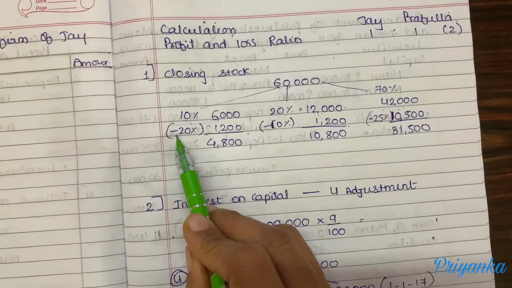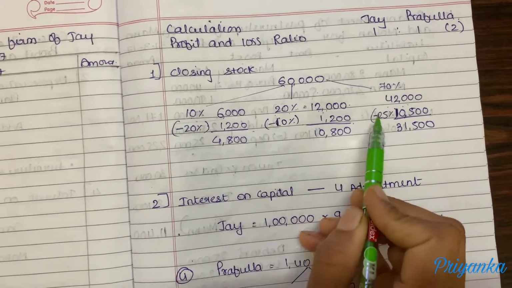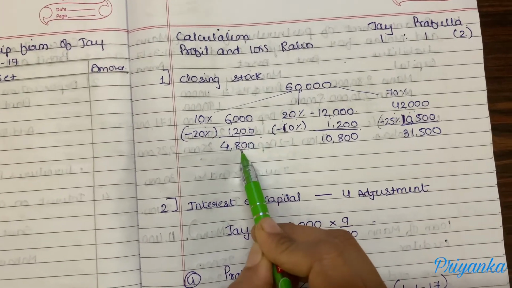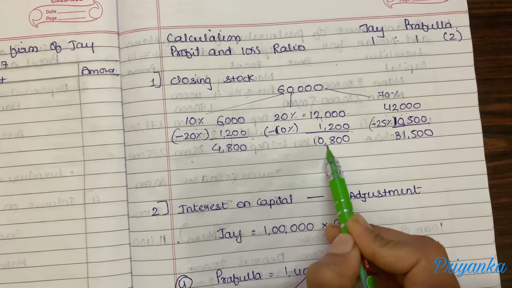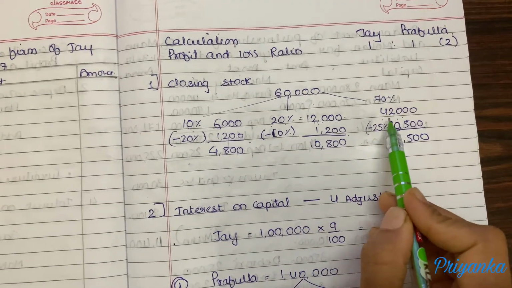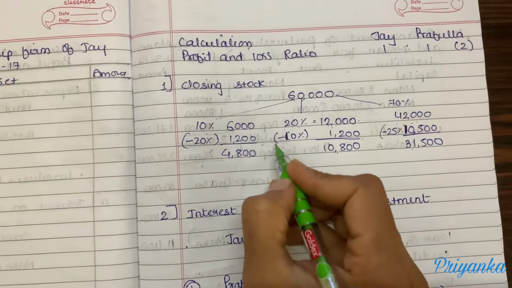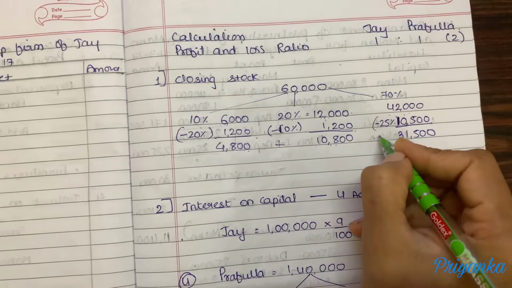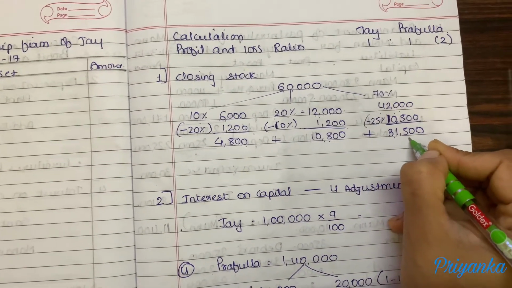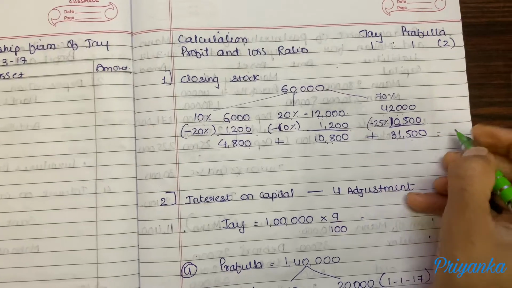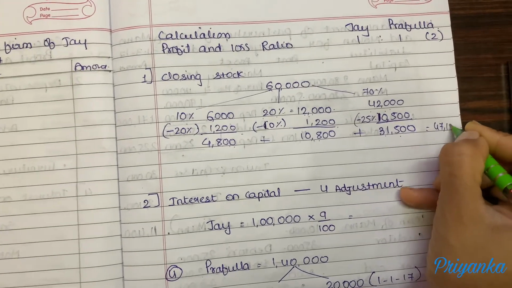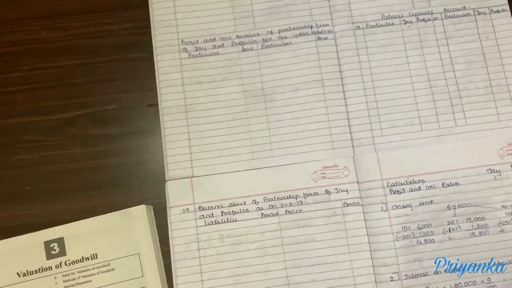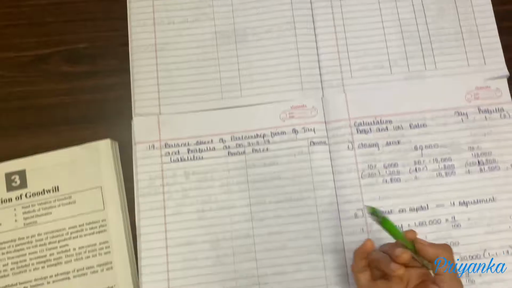As it is given in the question to be less, here I have subtracted in all the calculations. Remove 6,000 minus 1,200. It is 4,800. Over here 10,800. Over here if I subtract, I find 31,500. Now 4,800 plus 10,800 plus 31,500, we'll get 47,100. That is the closing stock which will be written in the trading account and as an asset.